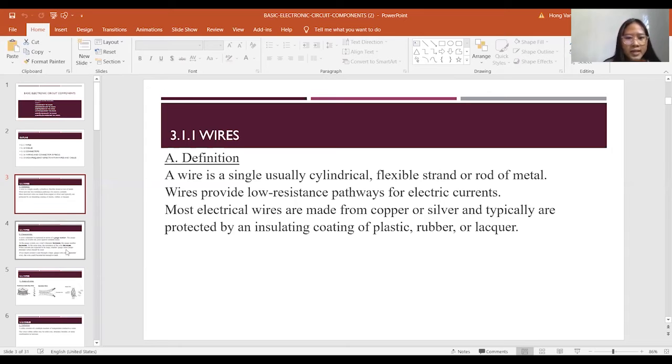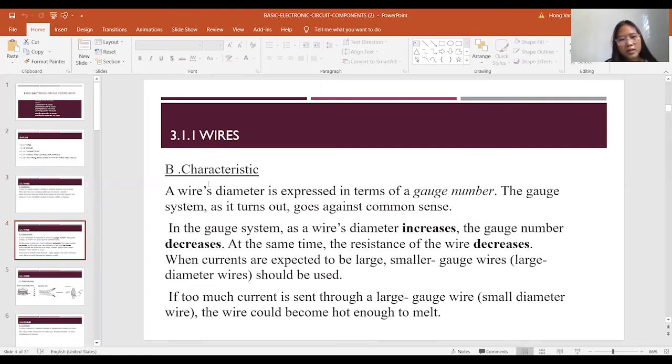And wires have some typical features and properties, such as wire diameter, which is expressed in terms of a gauge number. In a gauge system, when a wire's diameter increases, the gauge number will decrease and the resistance also decreases. So when we want to have a lower current, we should use a smaller gauge wire.